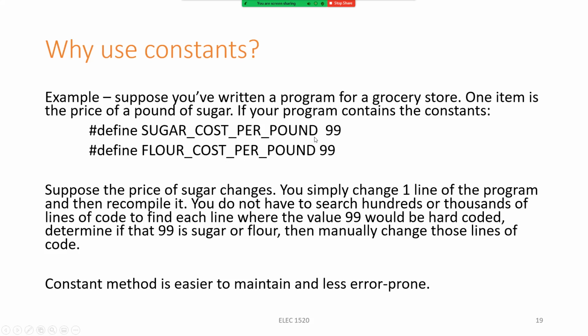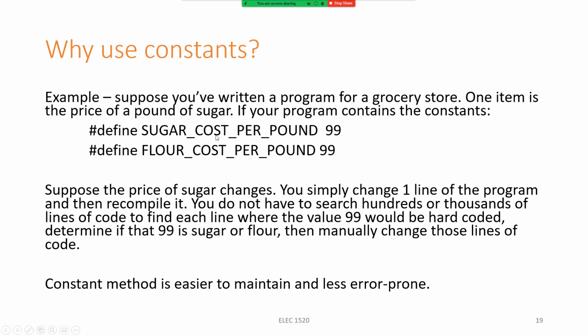And so if the price of sugar were to change, say from 99 to 52, we would go ahead and change this 99 to a 52. We would recompile our program, and everywhere in our program where we use the name sugar cost per pound, the preprocessor will just substitute in the new value. So yes, we do have to go to the trouble of recompiling our program when we make changes, but we want to think about if we didn't use constants.